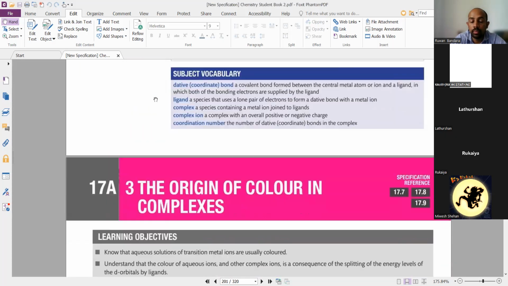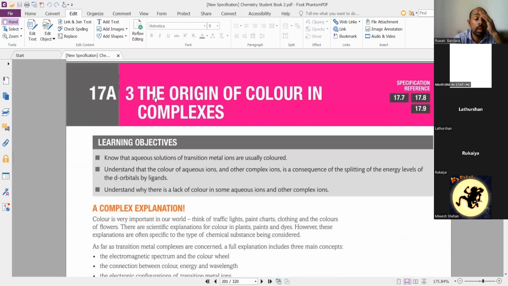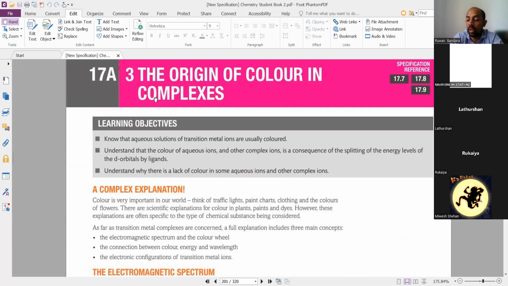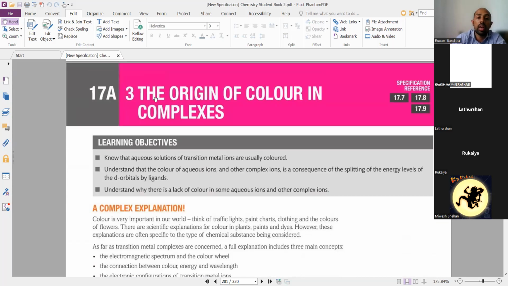Moving on. This is a very important part: how these transition metal complexes get their color, right? Okay, color of the complexes. Write the topic: origin of color in complexes.